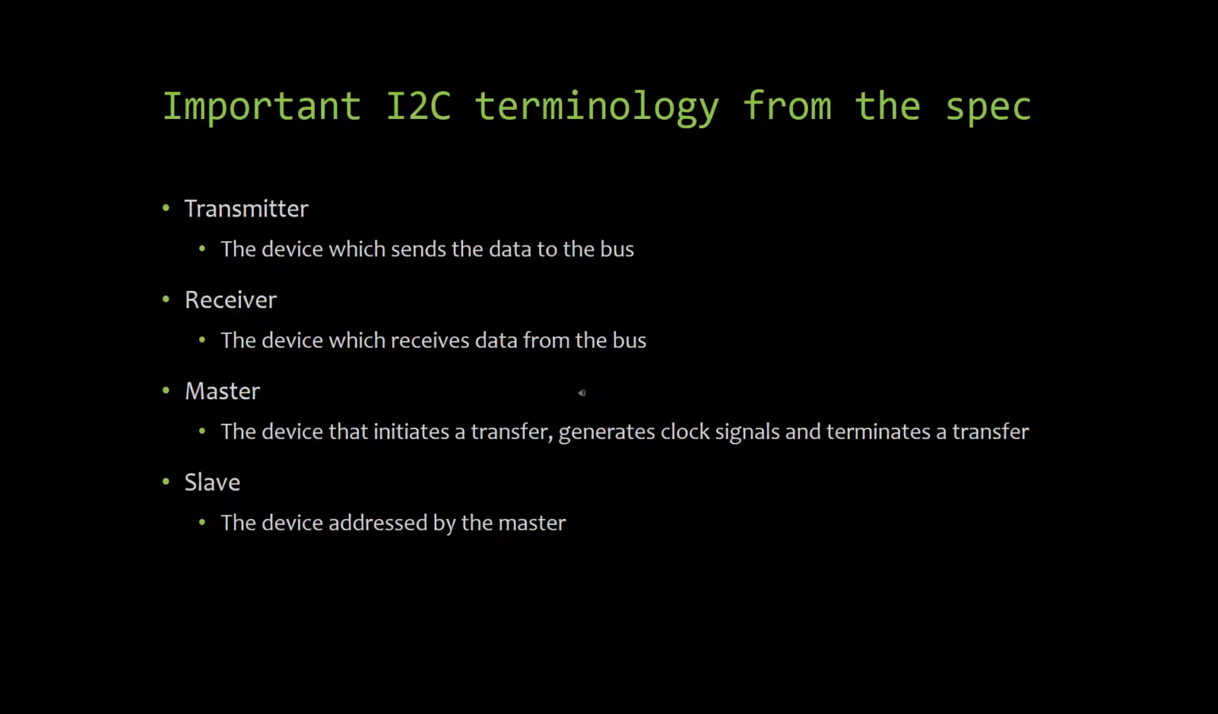When you're trying to understand a new protocol, it's important to understand the terminology that's built around it. This slide gives a quick review of the common I2C terminology that you'll find in both the spec and many data sheets. The transmitter is the device which sends data to the bus. Receiver, the device which receives data from the bus. Master, the device that initiates a transfer, generates clock signals, and terminates a transfer. And the slave, the device addressed by the master.